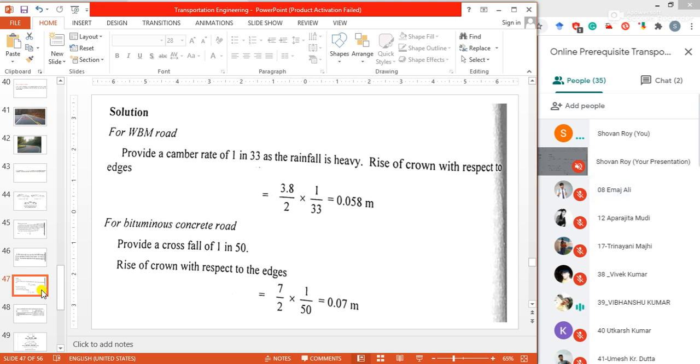Sir, please click on page number 44, sir. This question is from your Khanna Gupta book. I have an old book. You can take it from the Khanna Gupta book also. Okay.